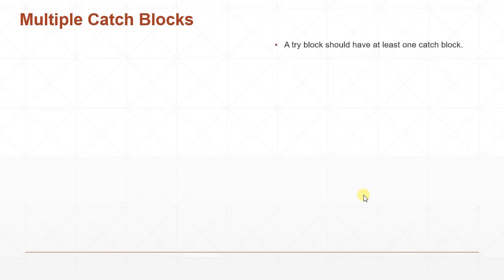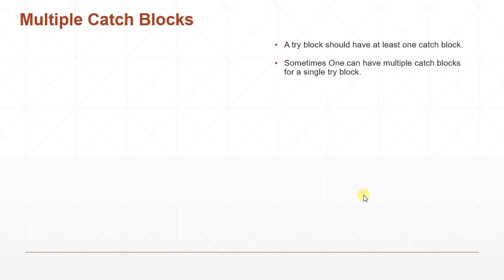A try block should have at least one catch block. We already saw this in the previous video. When there is a try block, there will be one accompanying catch block, and in that catch block we will handle the exception. Try block will throw the exception. Sometimes one can have multiple catch blocks for a single try block.